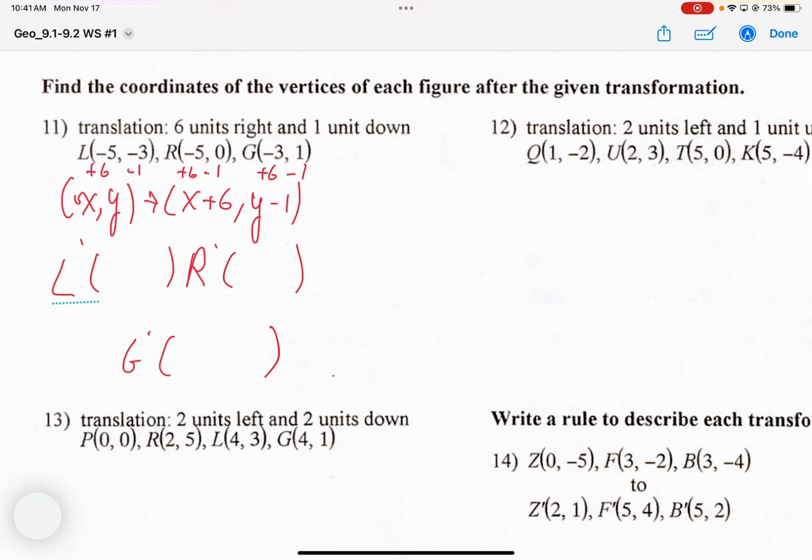So then what's my first point become? It's negative 5, negative 3. Add 6 and subtract 1. What do you get? This would give me positive 1, right? And then this would give me, good. So then 1, negative 4 would be my first point. And then what about R prime? Add 6, subtract 1. What's that going to be? 1, negative 1. And then what about G prime? 3, 0. Good.